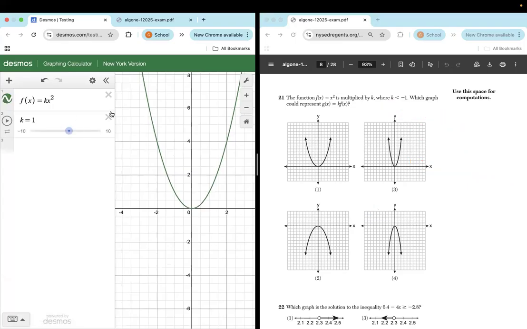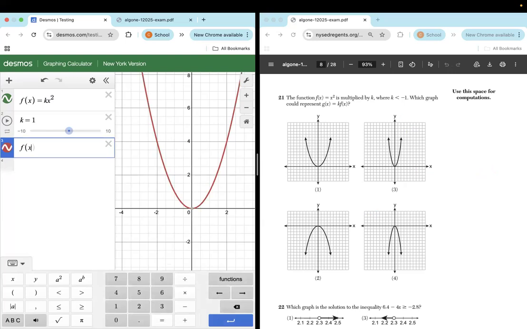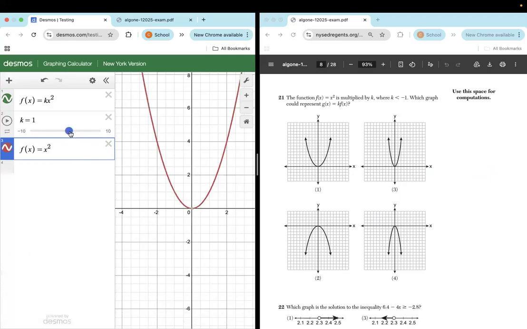Okay. So without the k, if we just started with x squared, this is what our graph would look like. If we multiply by k, some number less than -1, so look how I'm using the slider. Anytime the k is less than -1, and the less I make that number, it kind of pinches the graph and it makes it narrower. And also because k was negative, it flipped it upside down. So I have to look for the choice that looks like it's narrower, like squeezed in, and flipped upside down.